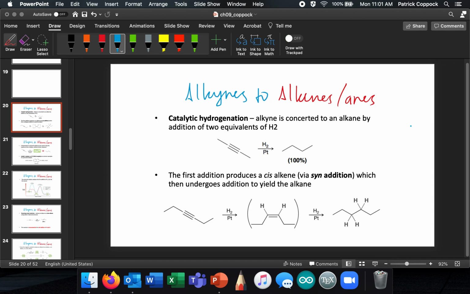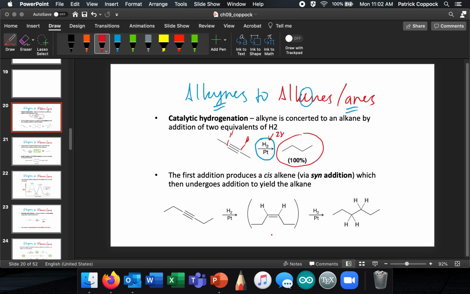All right, so now we're going to talk about alkynes being reduced to alkanes, and we're even going to find that we can reduce them to alkenes. Just like we did with alkenes, remember this reaction? If we have enough hydrogen, it's going to take two equivalents, because one equivalent just makes it an alkene. If we take two equivalents of hydrogen, we can go to an alkane all the way.